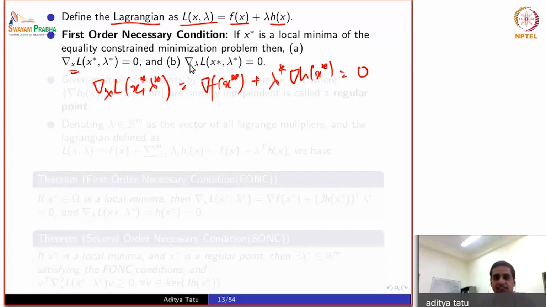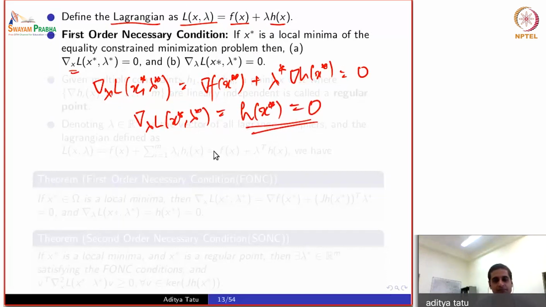The second condition: the gradient of this function with respect to lambda, evaluated at x star, lambda star. What is that going to give you? What happens if I differentiate this with respect to lambda? You just get h. This basically says that the point x star must satisfy the equality constraints. So these are what are called the first order necessary conditions.